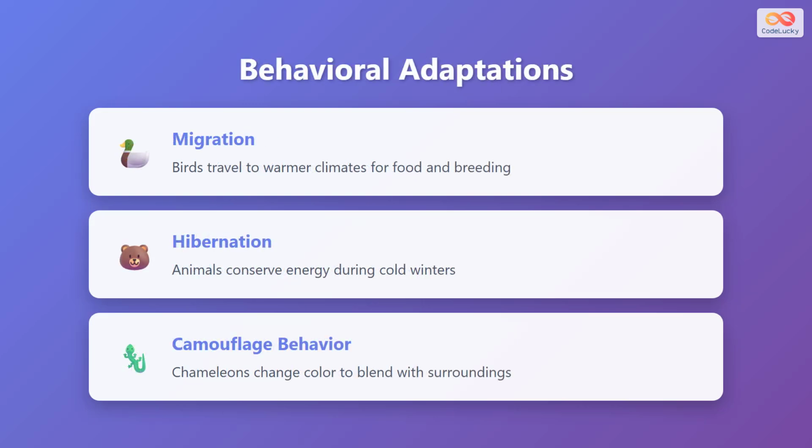Behavioral adaptations involve actions that organisms take to improve their chances of survival. Migration is a common behavioral adaptation where birds travel thousands of kilometers to warmer climates for food and breeding opportunities when winter approaches. Hibernation is another behavioral adaptation where animals like bears enter a deep sleep during cold winters, conserving energy when food is scarce. Chameleons demonstrate camouflage behavior by changing their skin color to blend with their surroundings, helping them hide from predators and sneak up on prey. These learned or instinctive behaviors are just as important as physical adaptations.